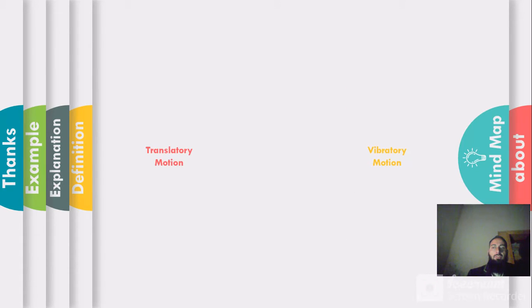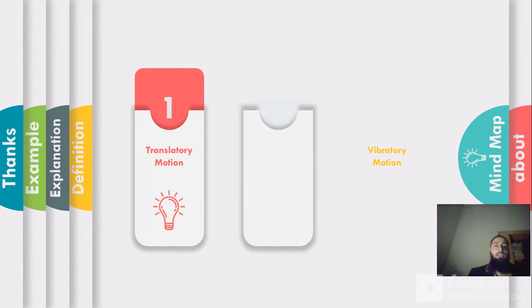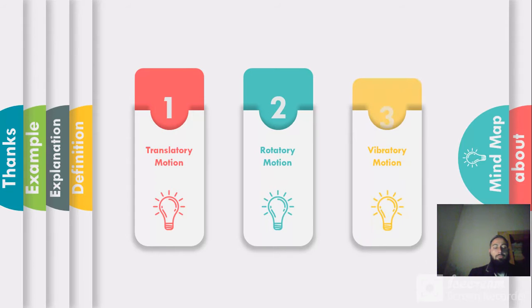Our subject is physics and our topic is motion. In this lecture, we discuss motion and its kinds. This is the mind map of our topic. The mind map shows the headings, the topics of the lecture. What is translatory motion? What is rotatory motion? And what is vibratory motion?